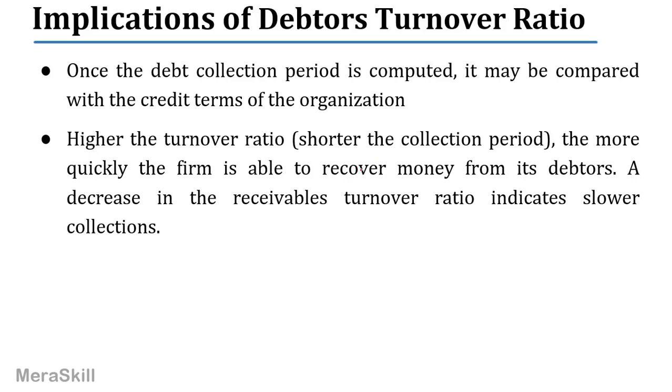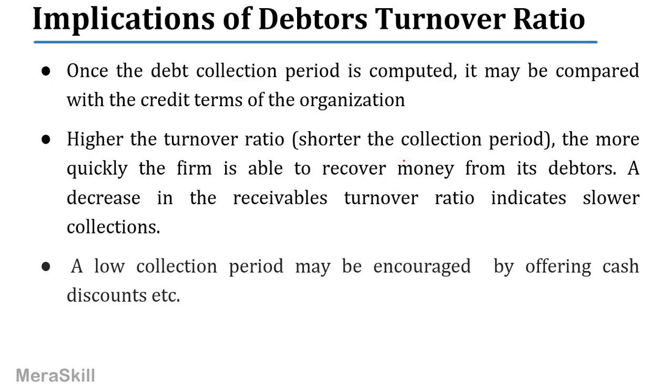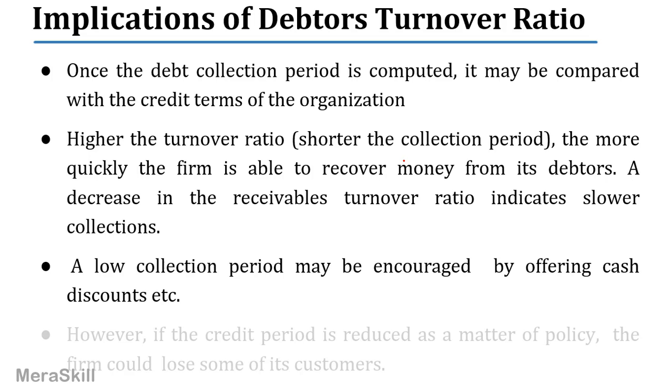Higher the turnover ratio and shorter the collection period, the more quickly the firm is able to recover money from its debtors. A decrease in the receivables turnover ratio indicates slower collections. A low collection period may be encouraged by offering discounts, etc. So if I want to improve, one thing that may be suggested is offer discounts for early payment so that people make use of that. Maybe then money may come in faster.